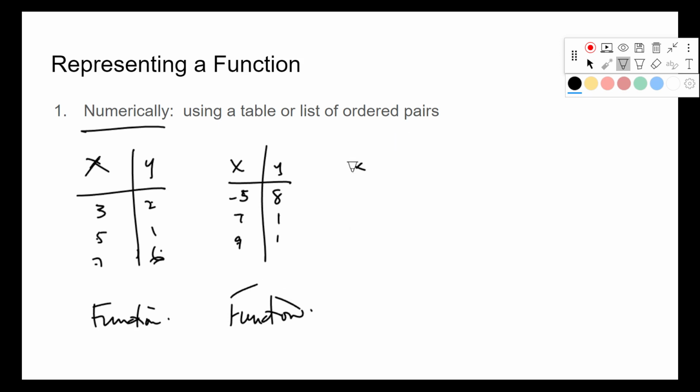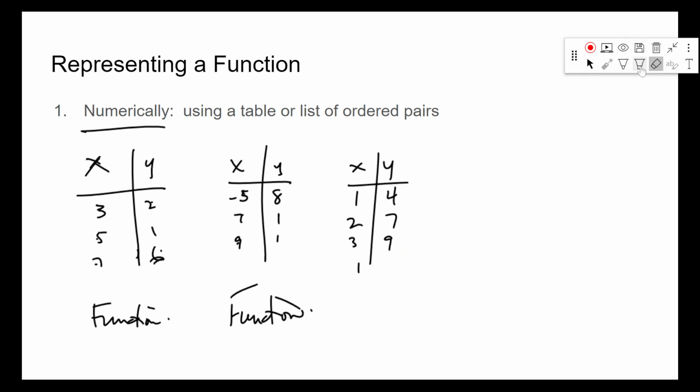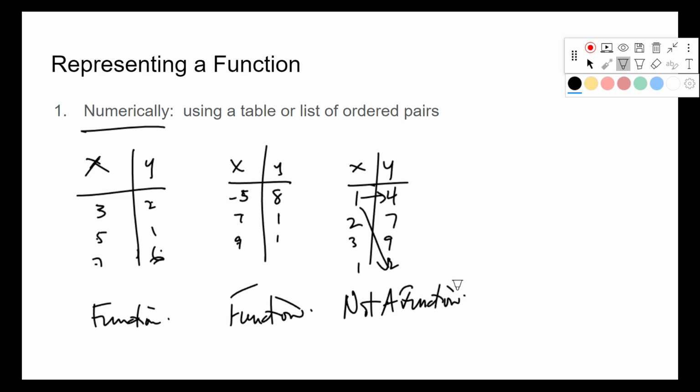Okay? What's not a function? Well, person 1, 2, 3, then person 1 again, 4, 7, 9, not 4. Oops, that's the highlighter. I do that all the time. 2. Person 1 is 4 foot tall. Now they're 2 foot tall? No, that's not a function. Because the x value repeats, one x value has two different y values. Okay? One x value has two different y values.